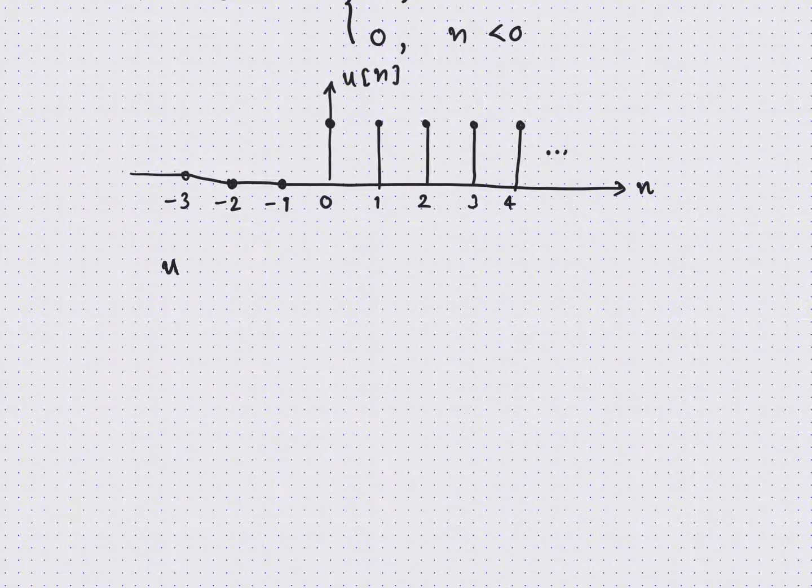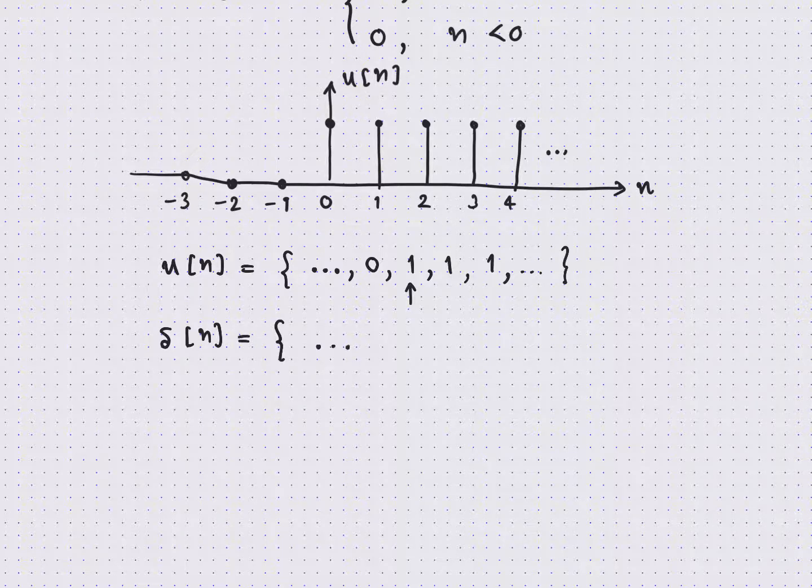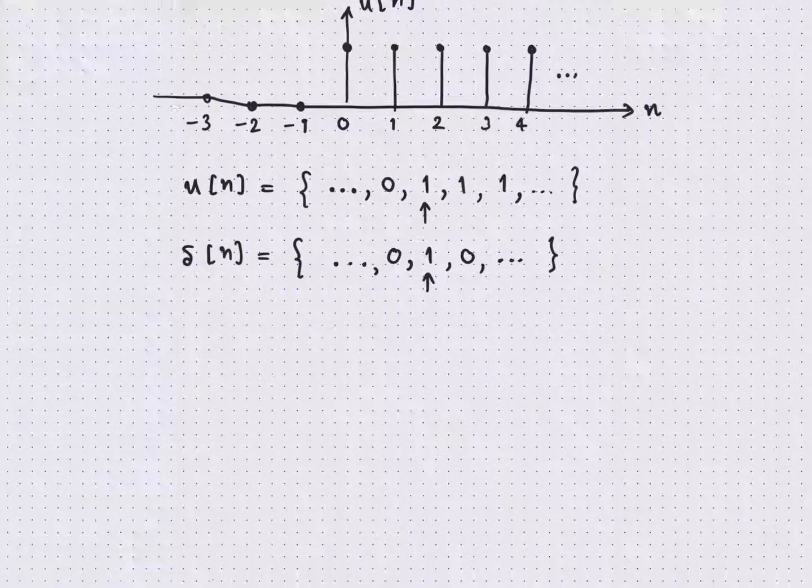Notice that when you write u n, you can write it like this: u n equal to perhaps dot, dot, dot, and then 0, and then 1, 1, 1, and so on. The 1 starts at n equal to 0, so we mark the arrow to show that it is the 0 position. Delta n is the same thing, so you can write it as dot, dot, dot, 0, 1, 0, and then dot, dot, dot. So that is another way of writing the function.